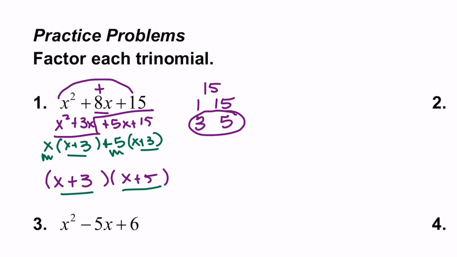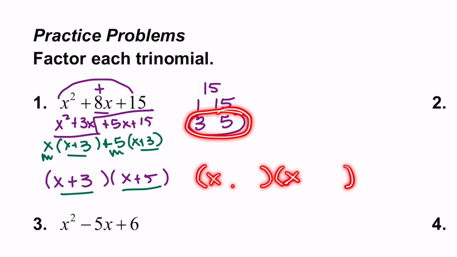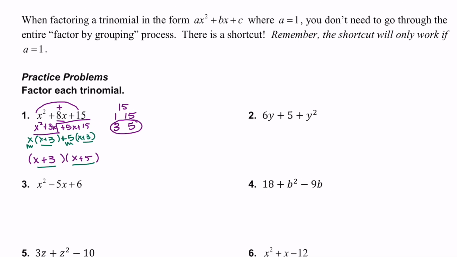So you could put this as x plus 3 or x plus 5, but you're just going to put in parentheses an x and an x, and then the two numbers that you got that we're adding to the 8. So let's go to this shortcut for number 2.